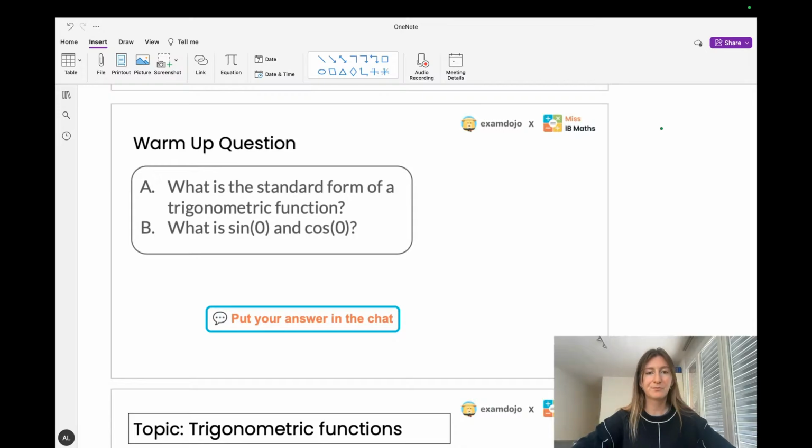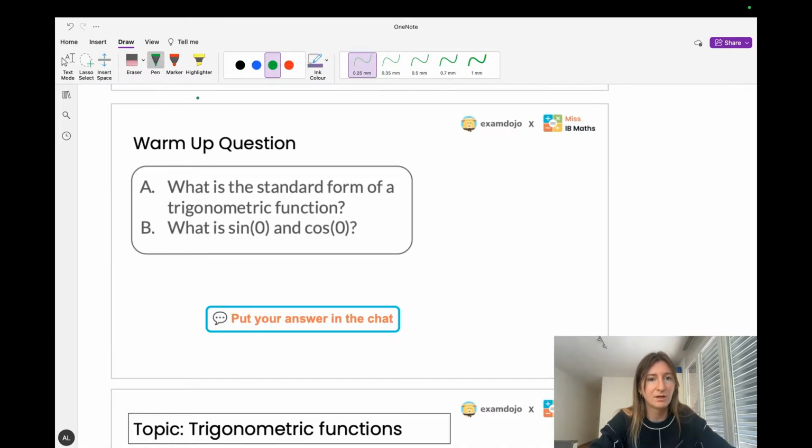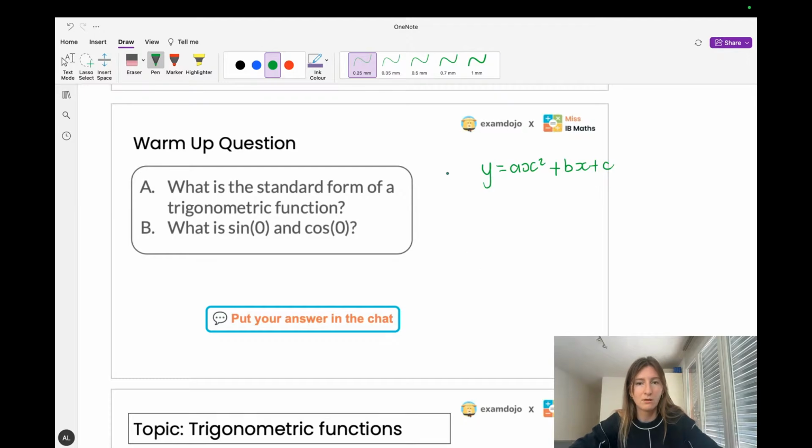So any answers in the chat? What is the standard form of a trigonometric function? To show you an example of standard form, what I mean is the general form. A quadratic has a general form. So what is it for a sine or cos function? All right, we'll answer that in the next couple of slides.